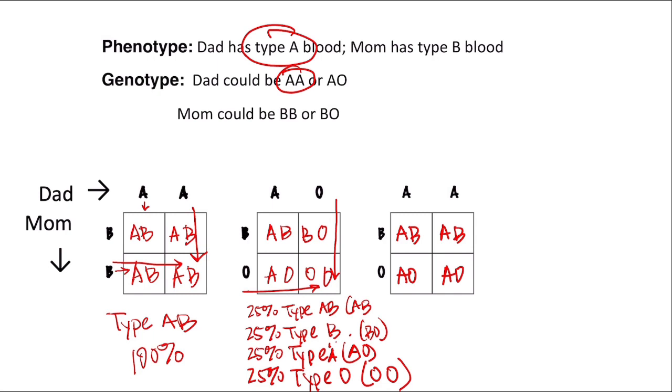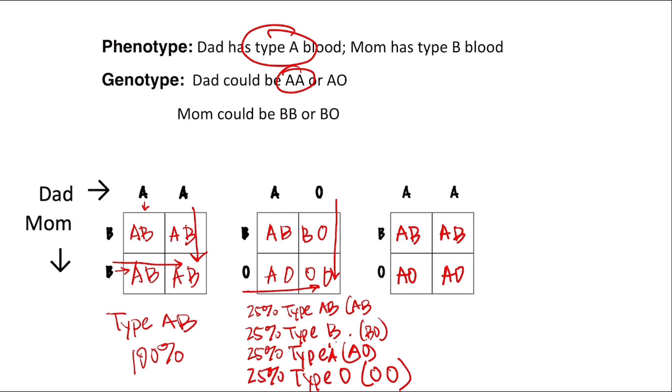But the second letter can be either a B or an O because mom has both B and O to give. Now, you should know typically an A is always going to be listed first because we don't ever have type BA. We call it type AB, not BA. So always put the A first if there's an A and a B together.